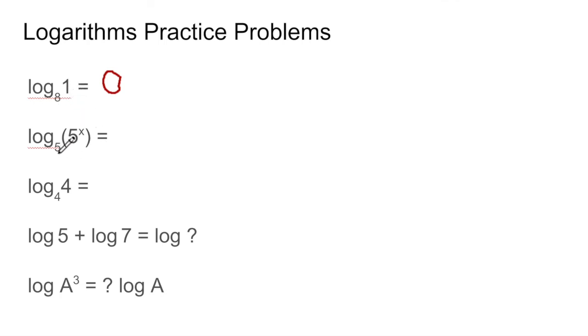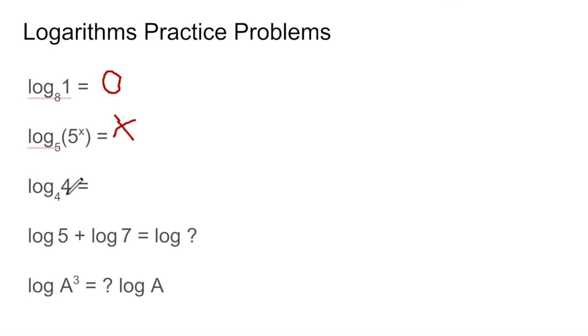This one says log base 5 of 5 to the x equals what? Well, 5 to what power equals 5 to the x? 5 to the x power equals 5 to the x. That's an x. So the answer to this one is just x, right? 5 raised to the x power equals 5 to the x. And this was one of our rules too, so this is pretty simple to apply.